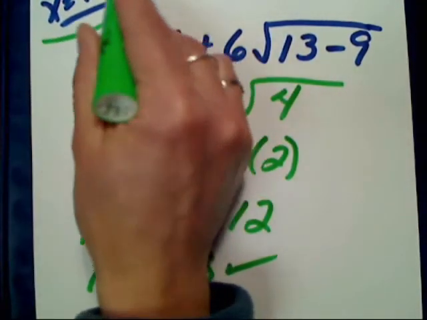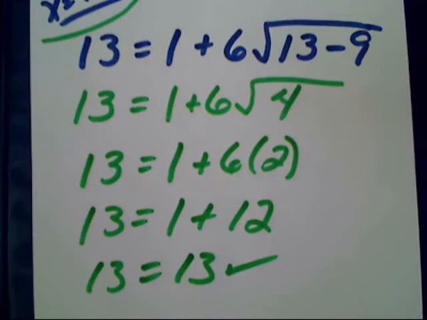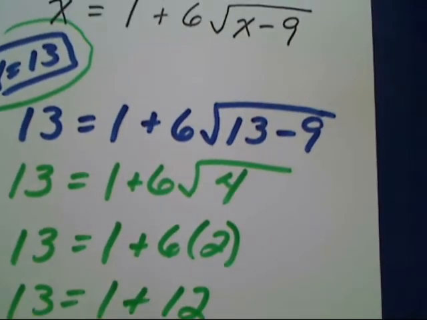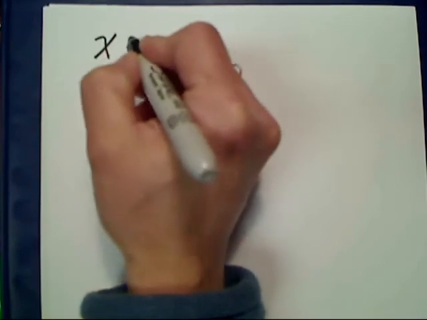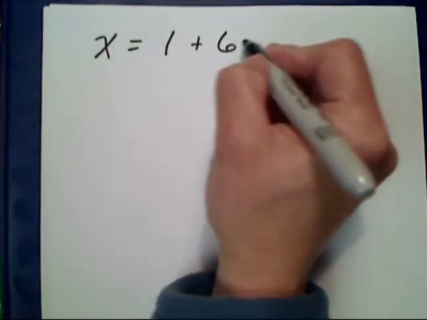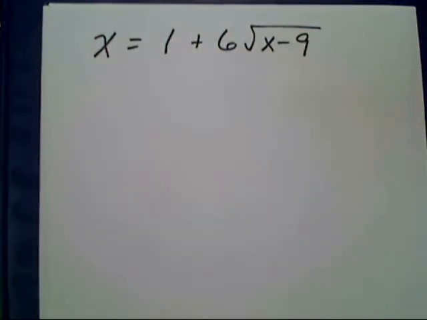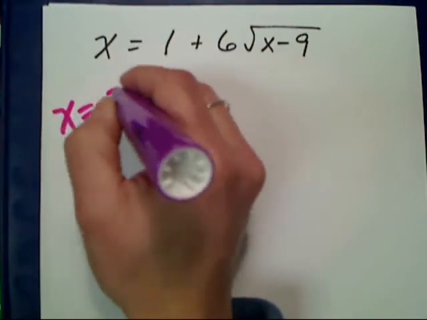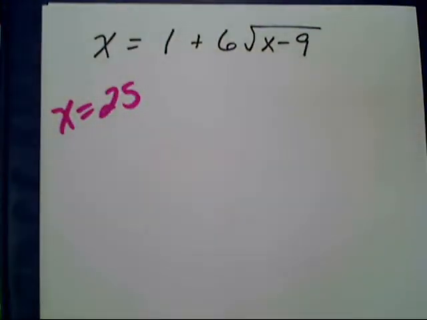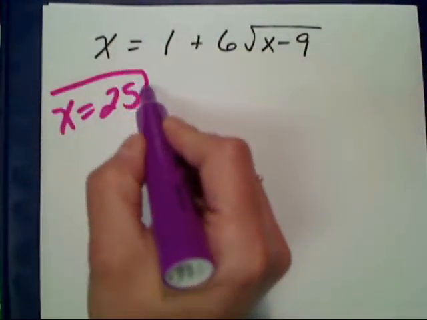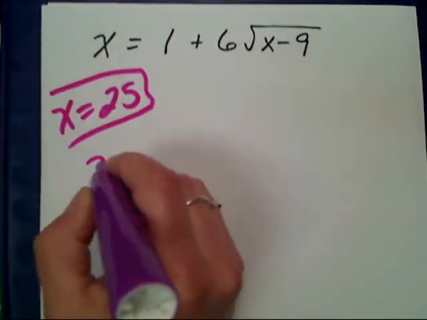Now you cannot assume that 25 is not a solution. So you still have to check it. These markers are a little bit thicker, so I seem to need more paper. Let's write that equation again. X is equal to 1 plus 6 times the square root of x minus 9. And now let's check when x is 25. Once again, wherever there's an x, I'm going to replace it with 25.